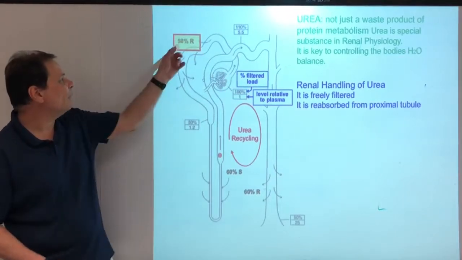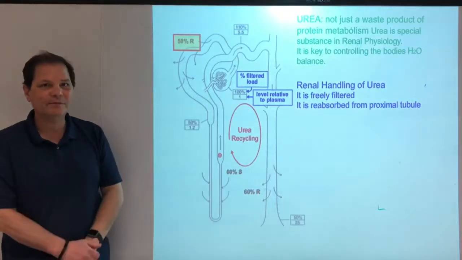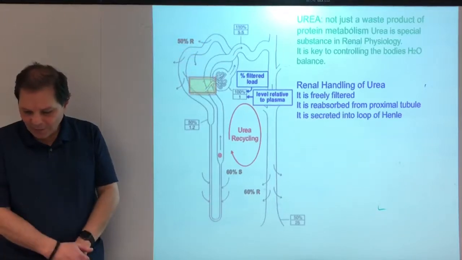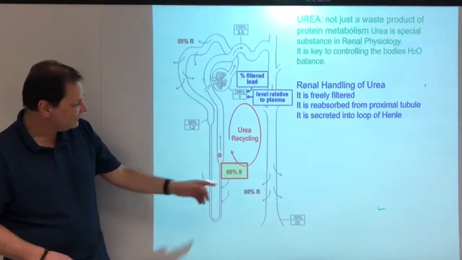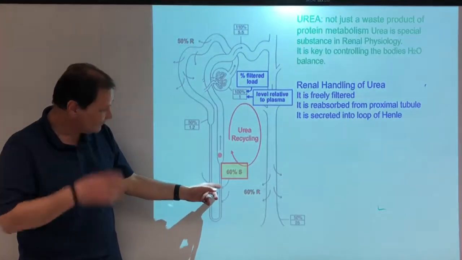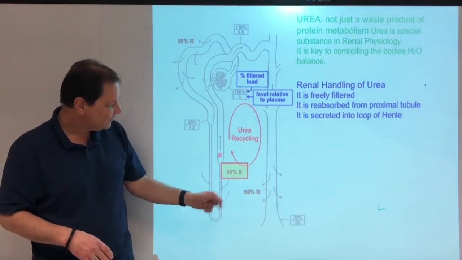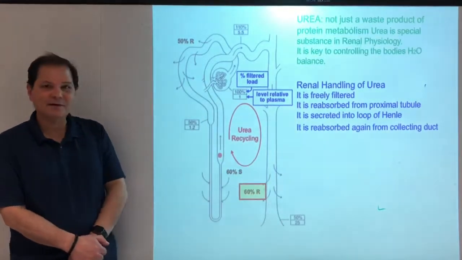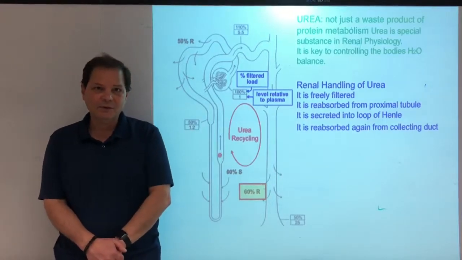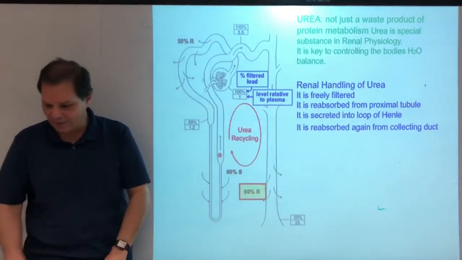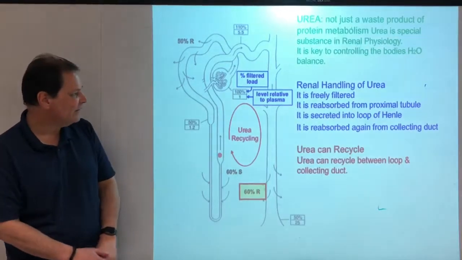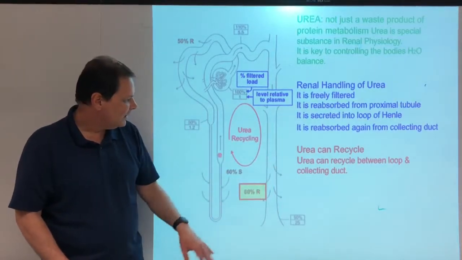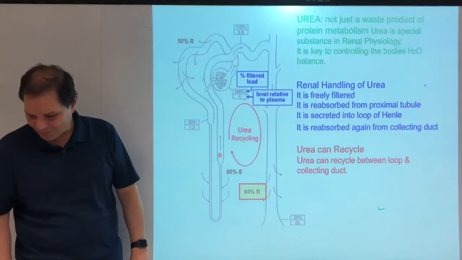And then it's reabsorbed. 50% of it is immediately reabsorbed in the proximal tubule, okay? And then things get complicated. You actually have urea being secreted into the loop of Henle here in the renal medulla. And then it is reabsorbed again from the collecting duct. And we'll talk a little bit about this in more detail in a second. But you should notice these last 2 steps make for a urea recycling step where, and here is what I mean by that.